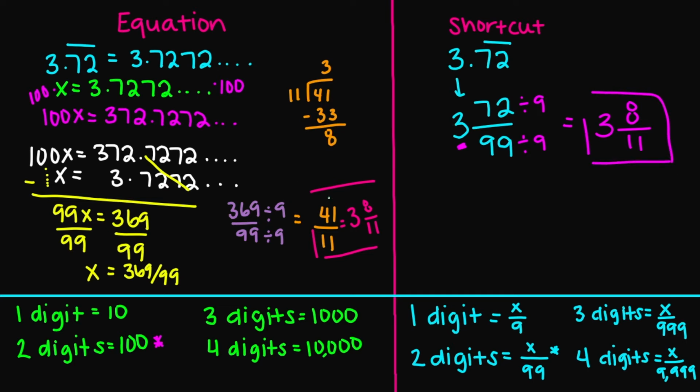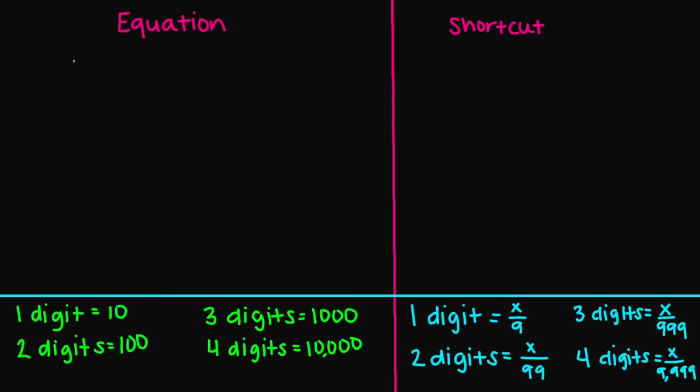And remember, this is your improper fraction, and then this is your mixed number. So let's try 4.21 repeating. This equals 4.2121, it goes all the way down. I'm going to let x equal my 4.21 repeating.